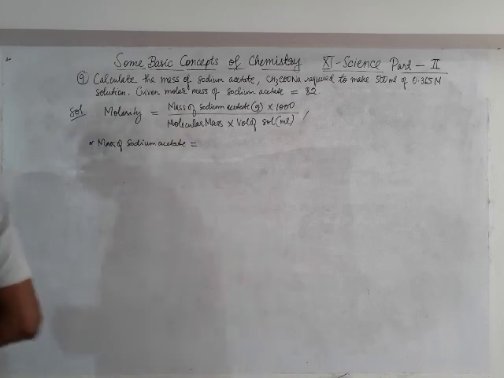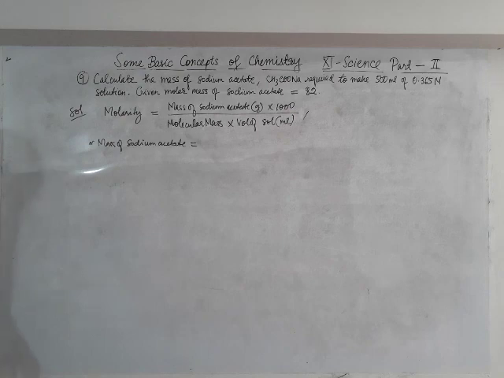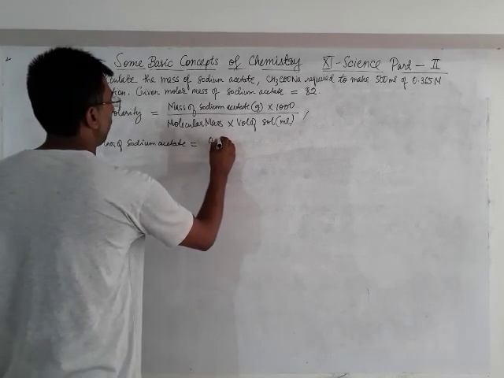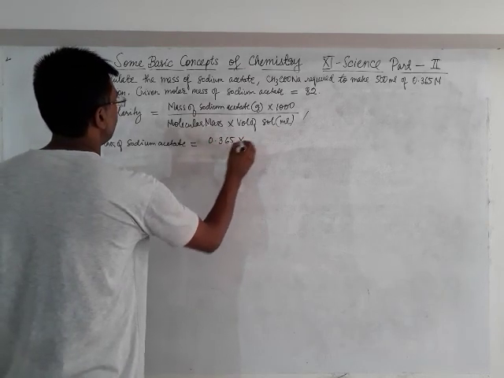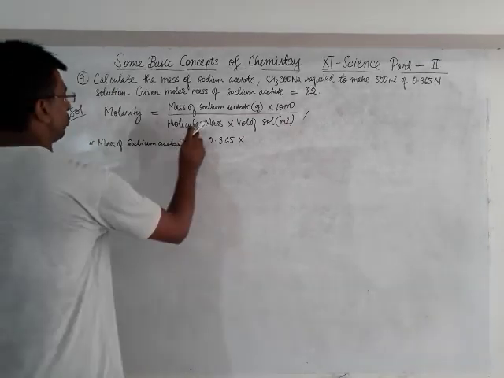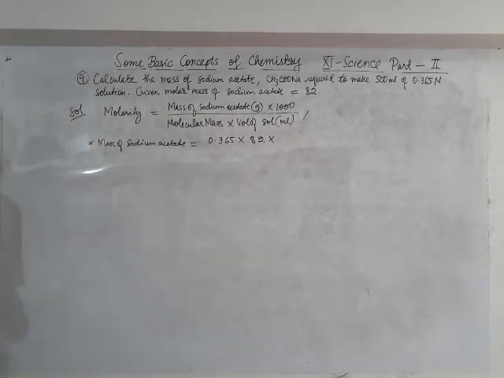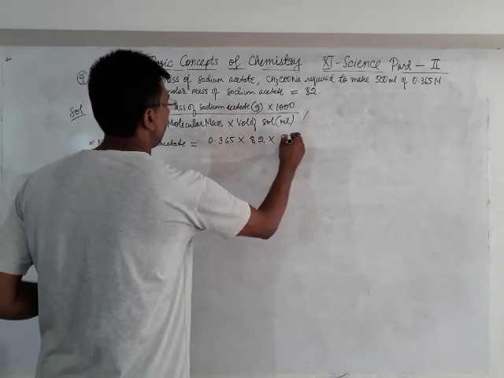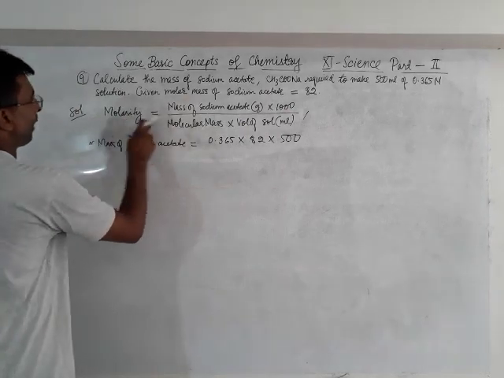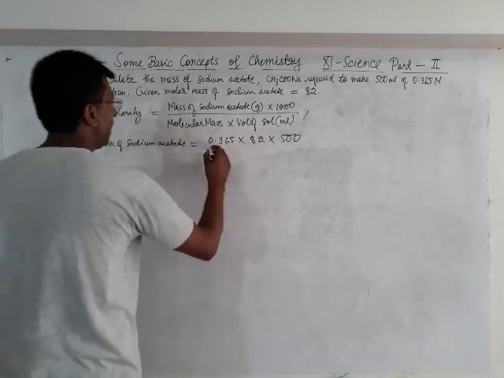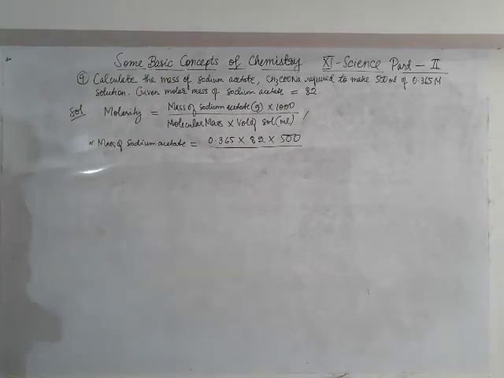Mass of sodium acetate is equal to 0.365 into the molecular mass of sodium acetate, which is 82, multiplied by the volume of solution. The volume of solution is given in milliliters, so we multiply it by 500 ml. This is multiplied to this and this, then the entire thing will be divided by what is left over there? It is divided by 1000. So I divide it by 1000.